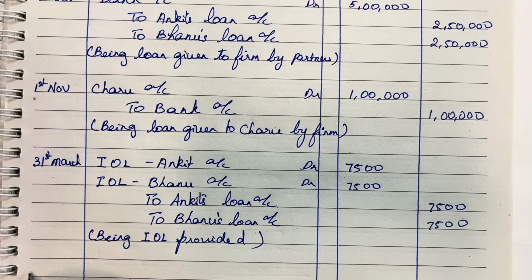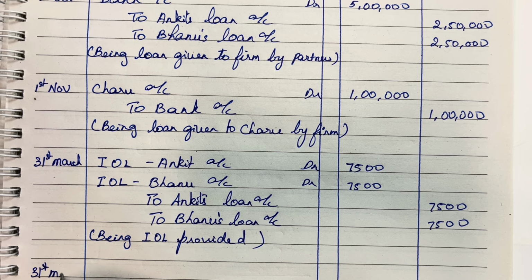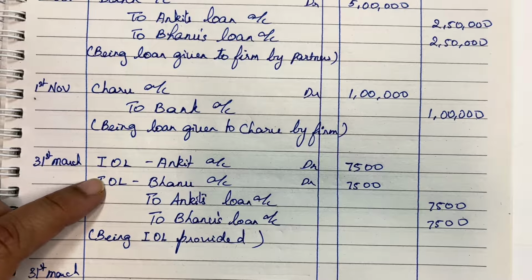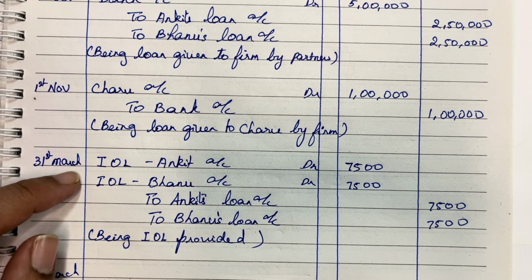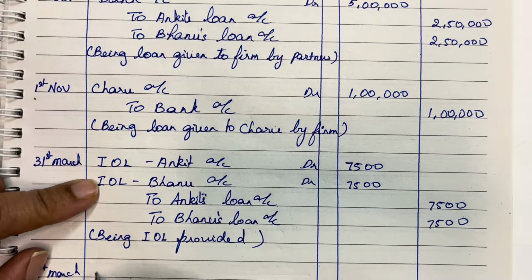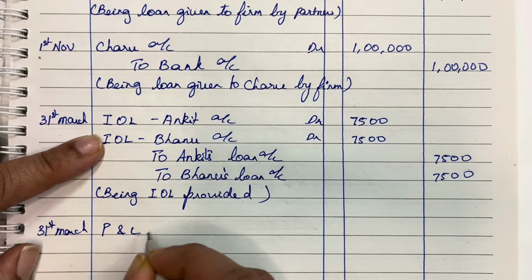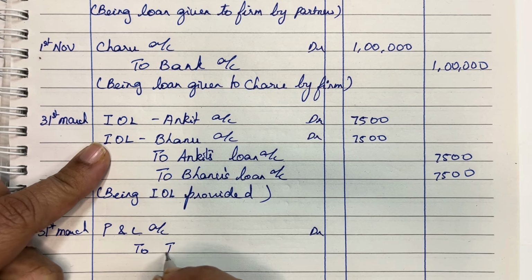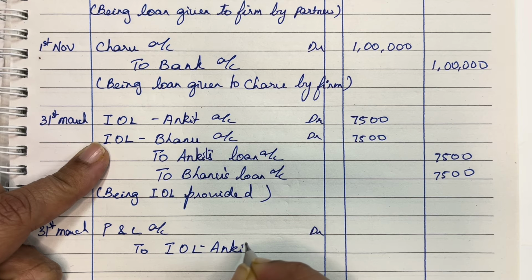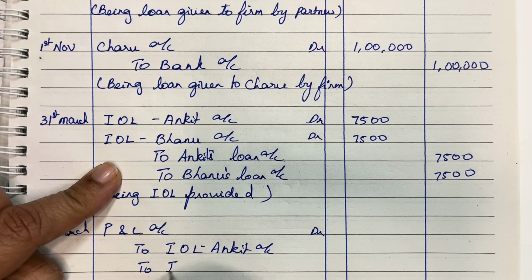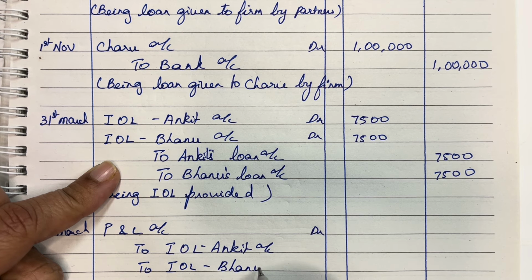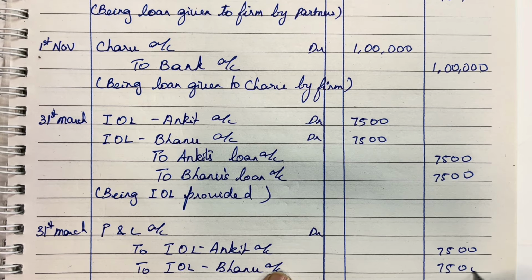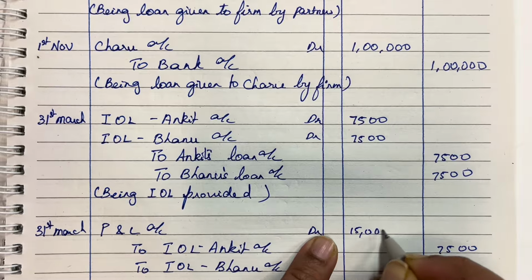Now our next narration, again on 31st March. The interest on loan amount has to be transferred to the profit and loss account. So we'll write profit and loss account debit to interest on loan, Ankit account, to interest on loan, Bhanu account. How much is the amount? 7,500, 7,500. So the total would be 15,000 here in profit and loss account.